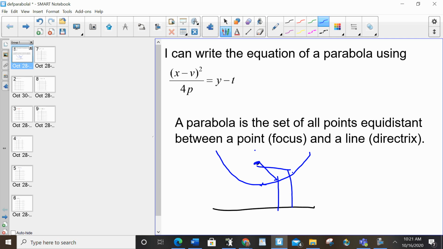So the initial point is called the focus, the line is called the directrix, and there's a special name for this point right here on the parabola, and this we call the vertex. And notice that the vertex is always in between the other two. The vertex is always between the focus and the directrix. So that's something that's going to be important to know. The vertex is always in between the focus and the directrix. And again, a parabola is all the points that are equidistant between a point called the focus and a line called the directrix.